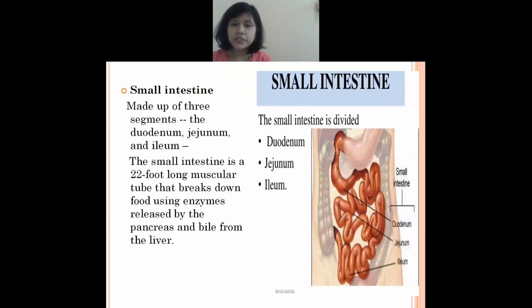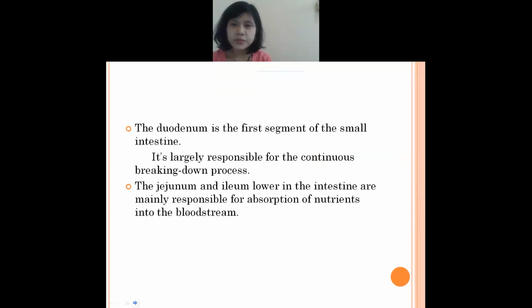Did you understand everyone about the function? I will show you this one. This is the function. Did you understand everyone?